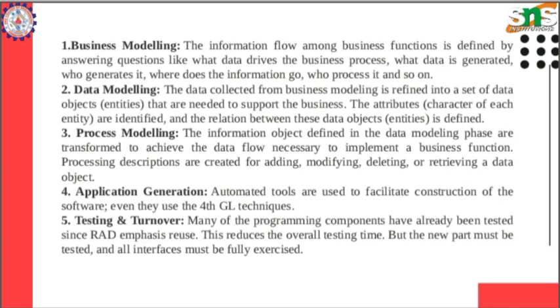In data modeling, the data collected from the business modeling is refined into a set of data objects, called entities, that are needed to support the business. The attributes, the characteristics of each entity, are identified here, and the relationships between these data objects are defined in the data model. The third phase is process modeling.